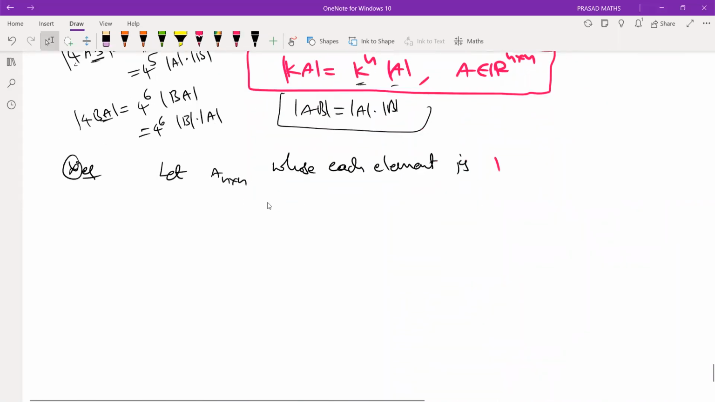So each element is 1. Then first option, A must be non-singular.